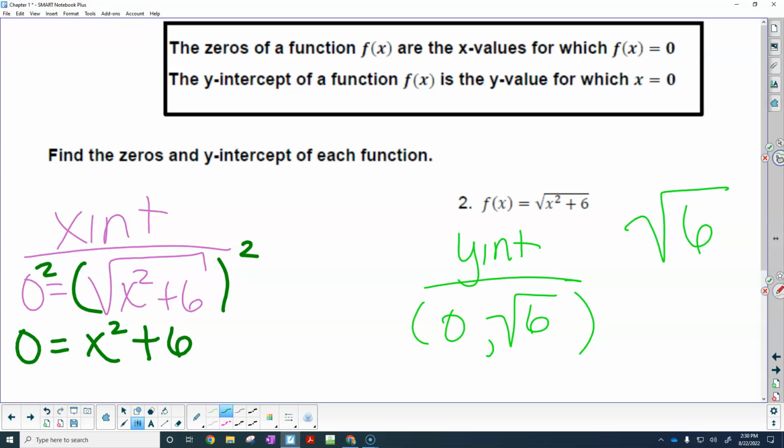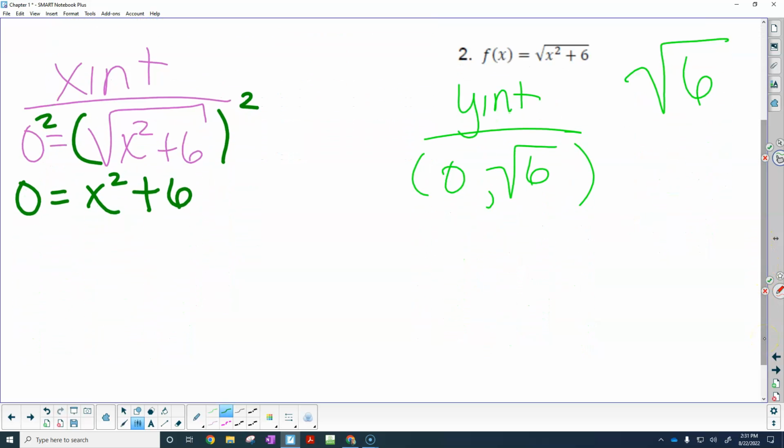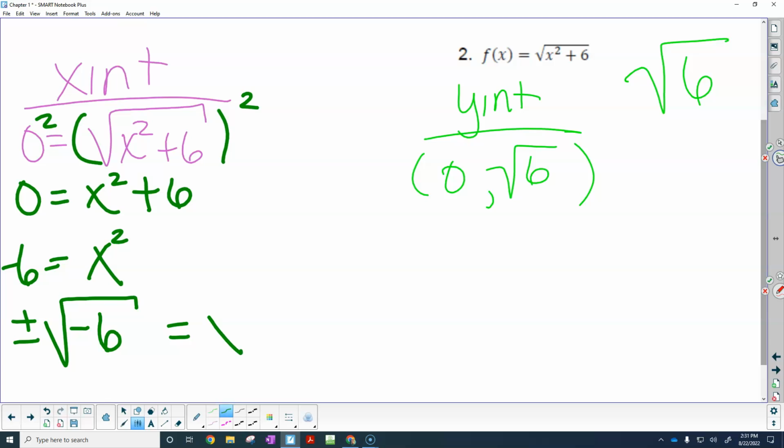Y'all, that 6 is moving. What is it going to be on that side? It's going to be a -6. So x squared stays where it's at. 6 gets pushed over. X is not by itself, y'all. We have to square root both sides. So I'm going to draw, what else when I draw a square root symbol? Plus minus, that's right. So we're going to have plus minus the square root of -6 equals x.